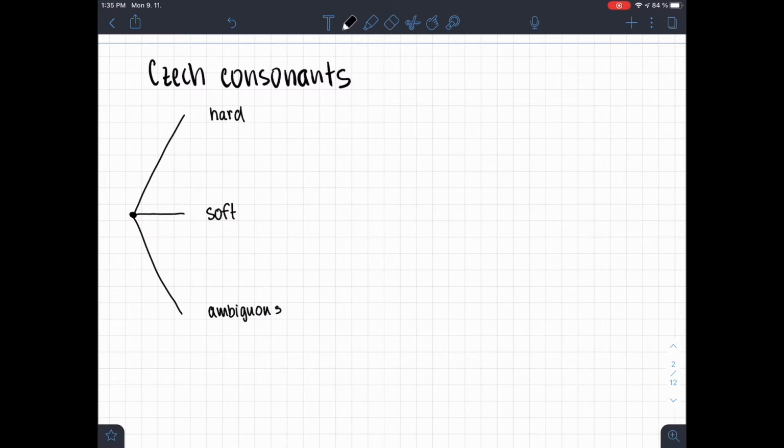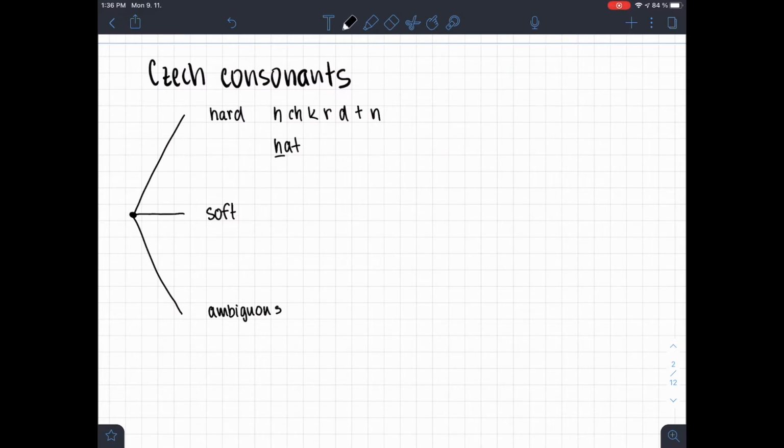Hard consonants are h, ch, k, r, d, t, n. You can find most of them in English, but let's look at some example words from English, where you can find these sounds. H, you can find in a word hat, hat, h.